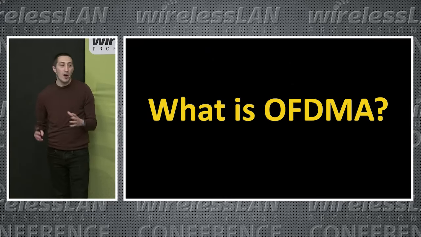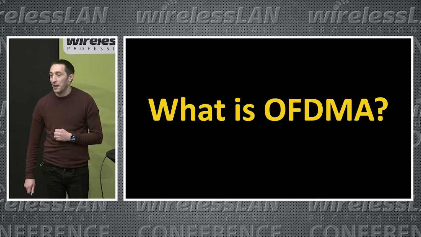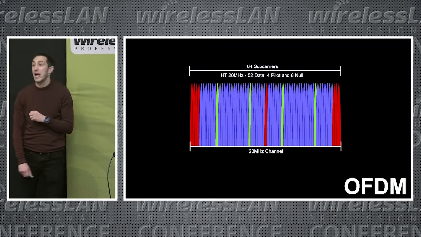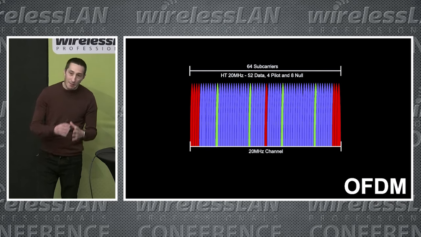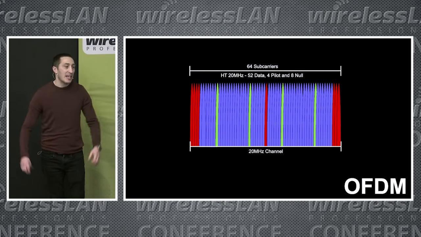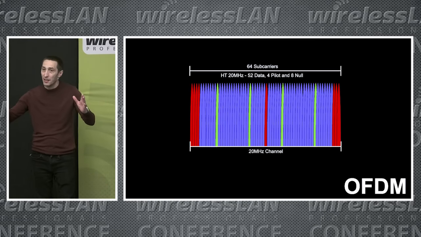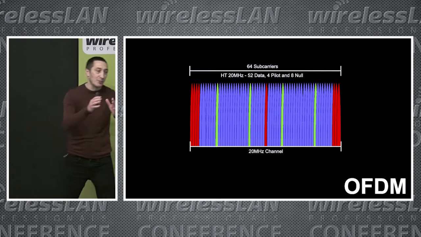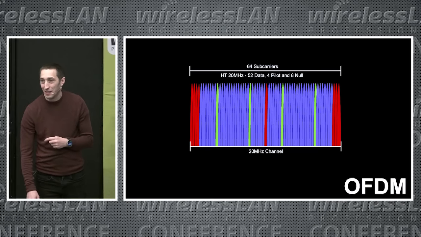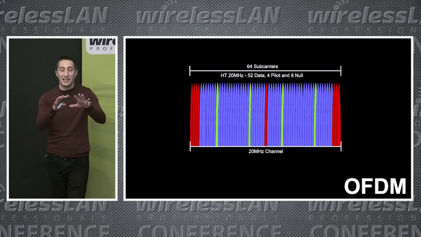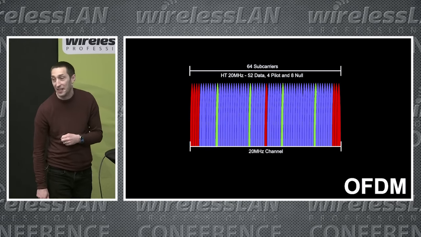What is OFDMA? Let's talk about, first of all, OFDM. I hope everybody knows what OFDM is, but we've had OFDM in Wi-Fi for many, many years, and what we know about OFDM is, if we take a 20 megahertz channel, it splits that up into 64 subcarriers. You can almost think of them as small little channels. And we then modulate and send data on each of those subcarriers. Those subcarriers are 312 kilohertz wide.